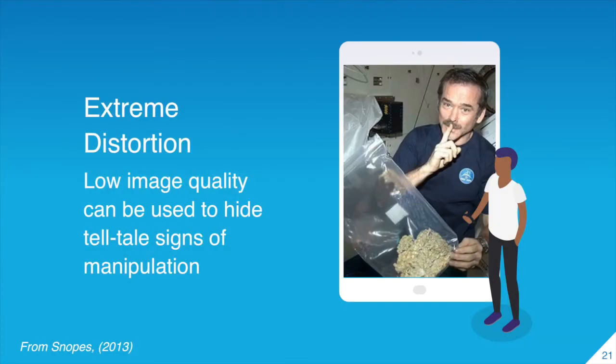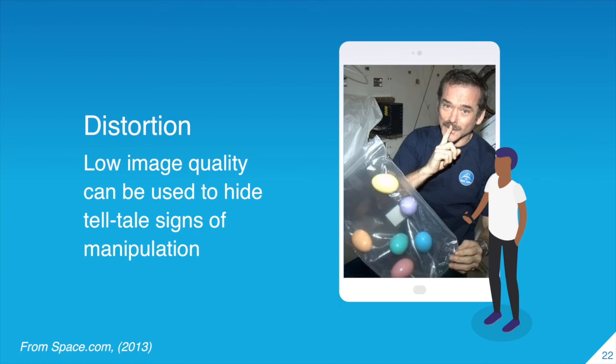And the last tip I'm going to give you today is to look for extreme distortion. Lower quality images are more difficult to assess for manipulation. The fewer details you can see in an image, the easier it is to hide the signs of photo manipulation. So a lot of people that post doctored images online will tend to post low quality or lower resolution images in order to hide the signs of manipulation. So a great example of this is the image I showed you of Chris, the astronaut, earlier. Here we see him holding the bag of marijuana, and when we go and look at the photo of him holding the Easter eggs, you should notice this is a much higher quality photo.